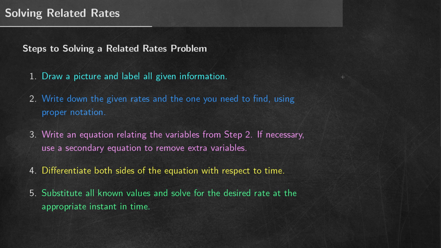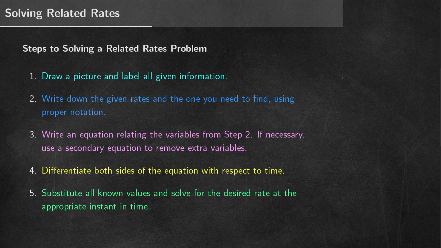Step 3, we're going to write an equation relating our variables from step 2. Do we need a volume equation? Do we need an area equation? Do we need Pythagorean theorem or a trig equation? Based on the variables that we have in our problem, we're going to come up with an equation that has those variables in it. Step 4, we're going to take the derivative of both sides.